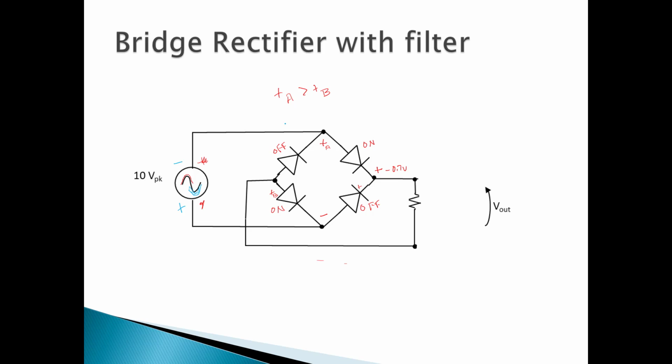The negative is over here, comes over here, negative. Negative here. So this gets overridden and it turns the diode off. The negative here, that's going to be the most negative spot in the circuit. So that's going to override this and turn that diode on.